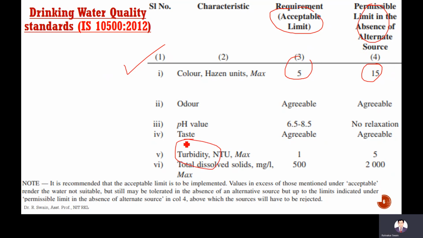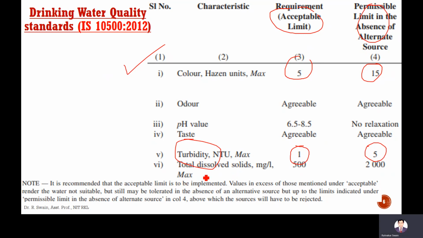For turbidity the limit is 1 NTU. It's not acceptable above 1, but if there is no alternative source of water and we have to depend upon that water, then we may relax it. From 1 to 5 is allowable or permissible, but above 5 it is totally not acceptable.